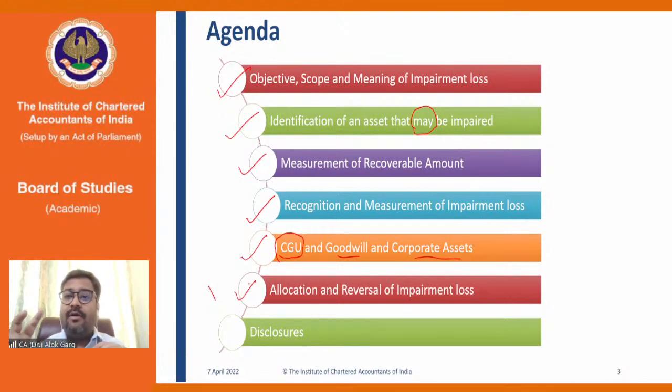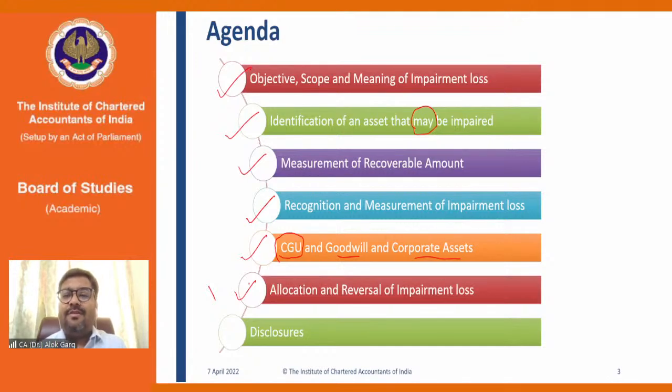We'll talk about identification of an asset which may be impaired. We'll talk about how to measure a recoverable amount. Then we will discuss how to recognize and measure impairment loss. First, we need to calculate recoverable value and the difference between the recoverable value and carrying value. If the carrying value is higher than the recoverable value, then the difference comes out as an impairment loss, right?